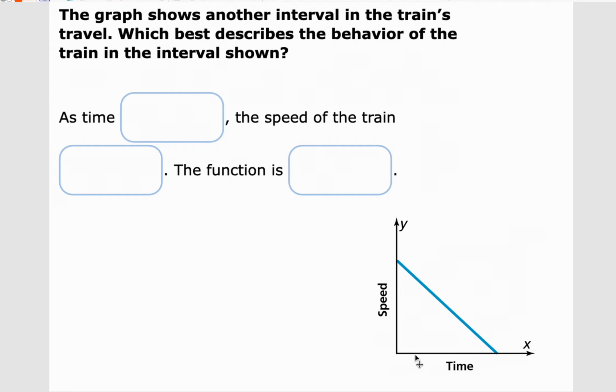So we would say as time, sorry, everything shut down on me. There we go. As time increases, the speed of the train is, what's happening to the speed? It is decreasing. It's going down.